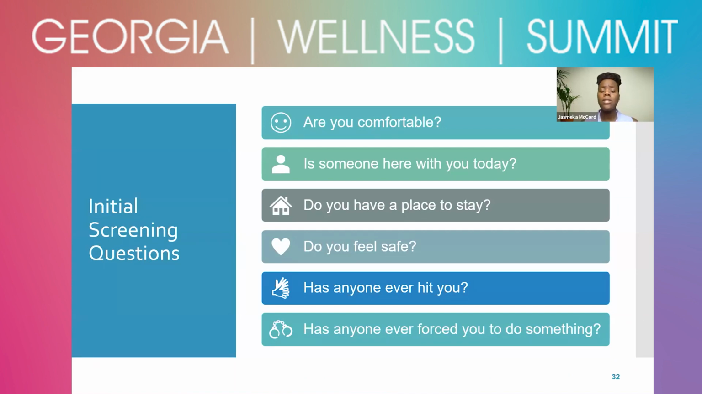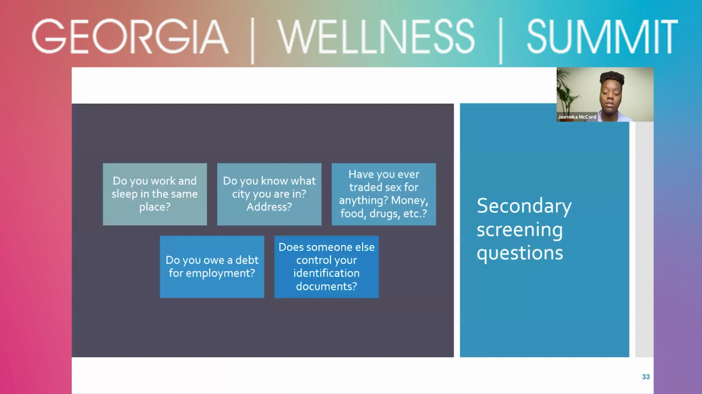Now, initial screening questions should be: Are you comfortable? Is there someone there with you today? Do you have a place to stay? Do you feel safe? Again, these are things that you ask when you're trying to recognize, and when you're trying to identify if this person that I am suspicious of is a victim themselves.